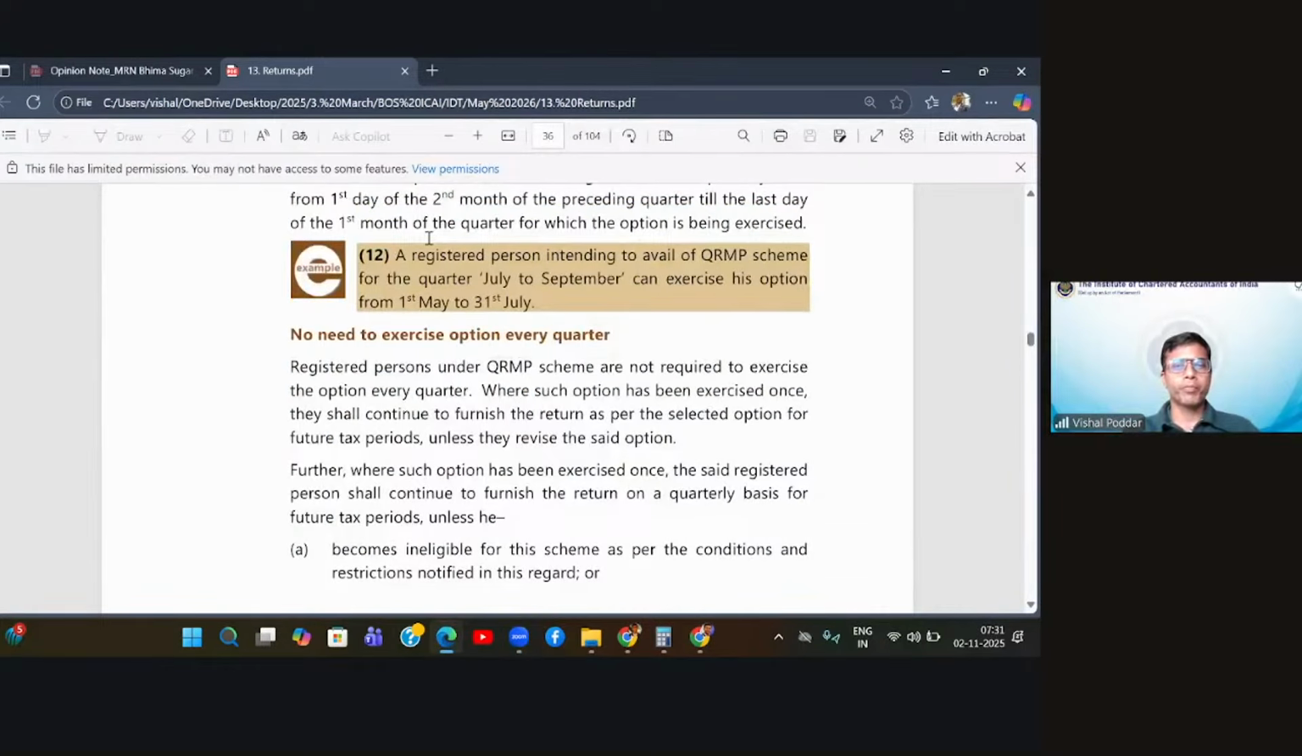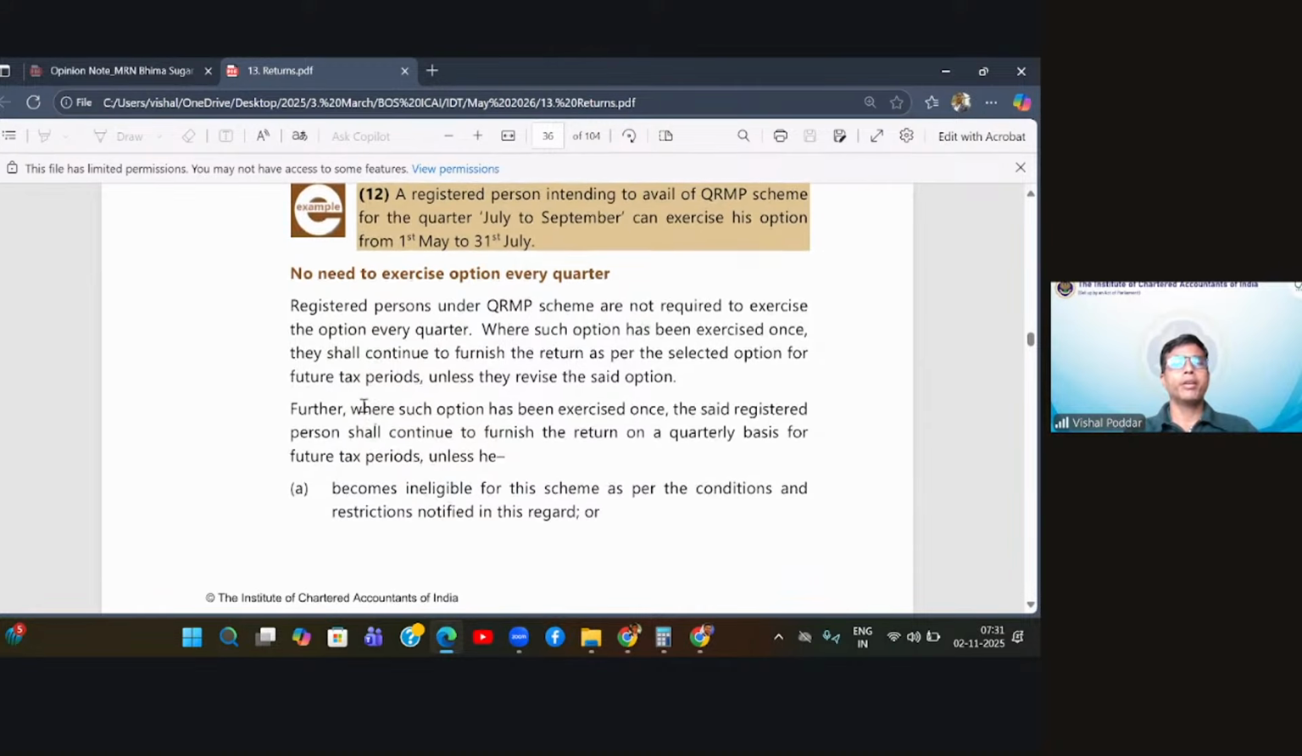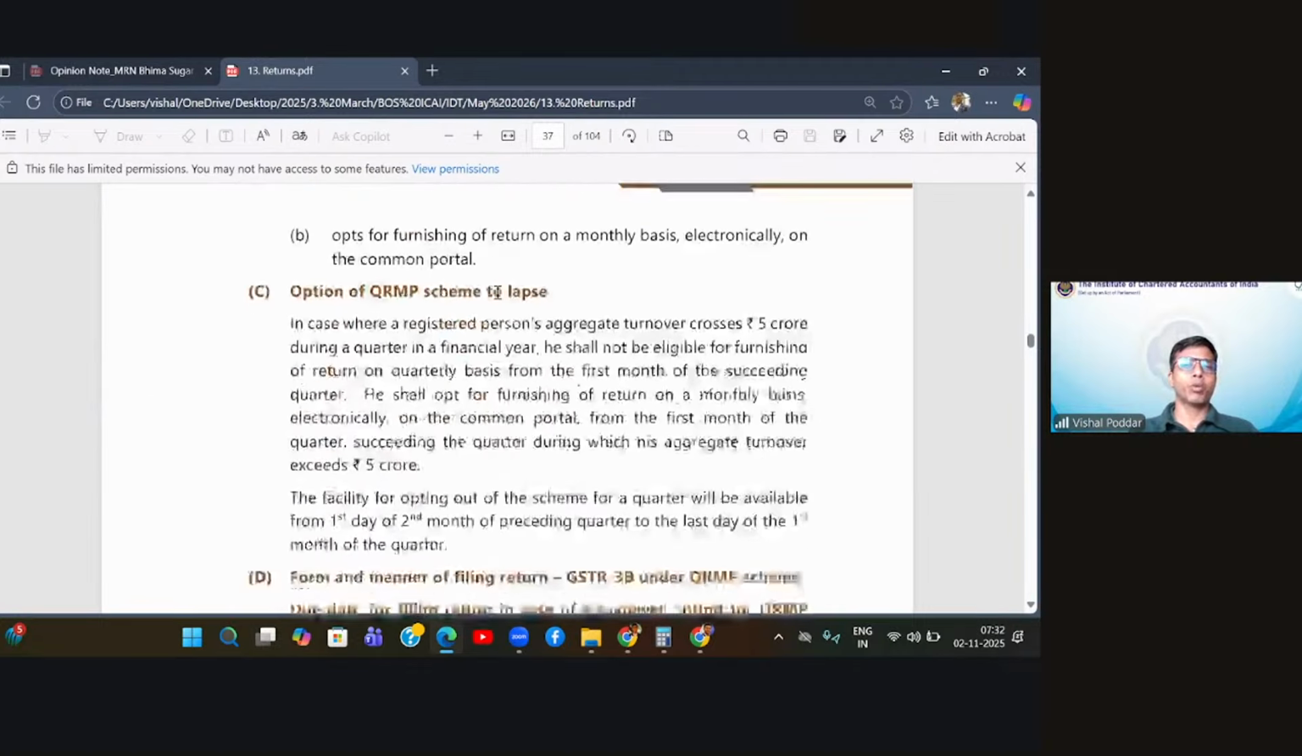So between 1st of August to 31st of October, I can opt for this by intimating on the portal. Now, let us say once I have done it for a particular quarter, then I need not repeat intimating that I want to be in the scheme in every quarter. Once I've selected this option, it will continue for all further quarters until I decide to opt out of it.